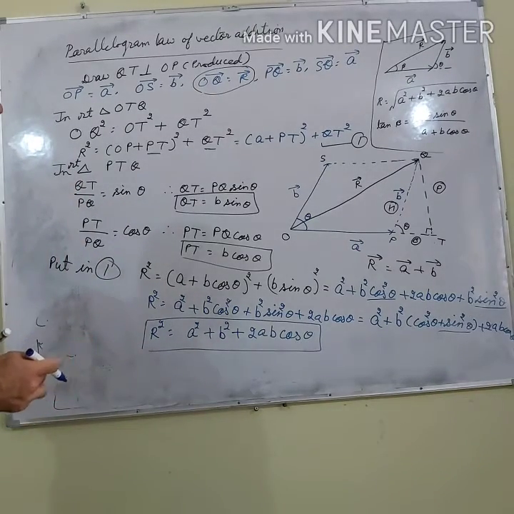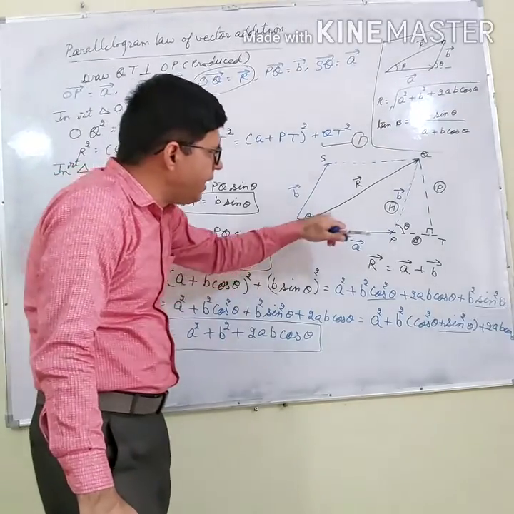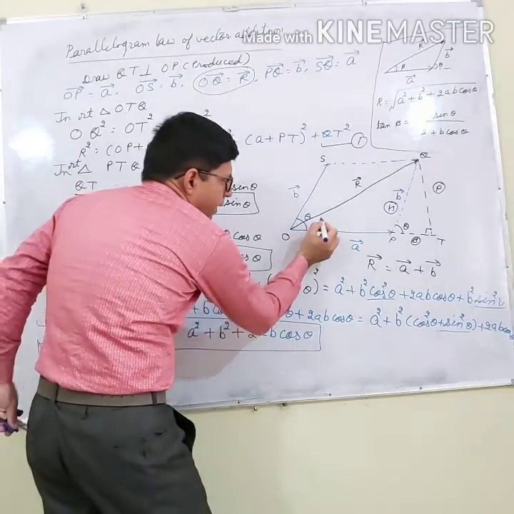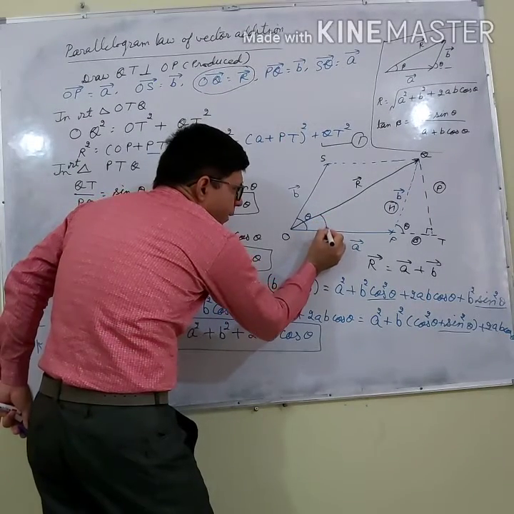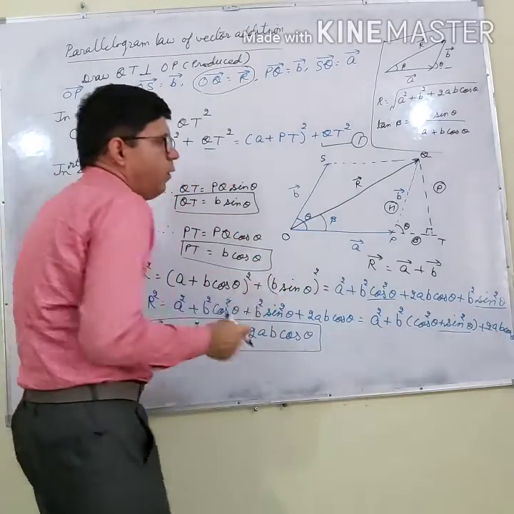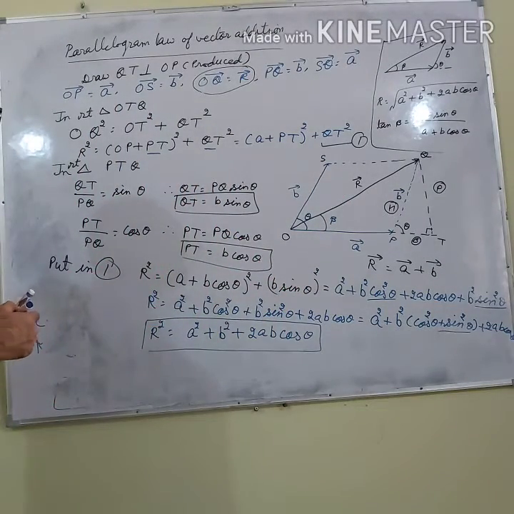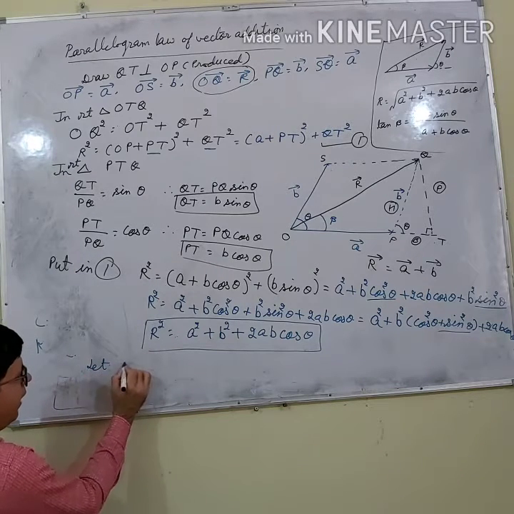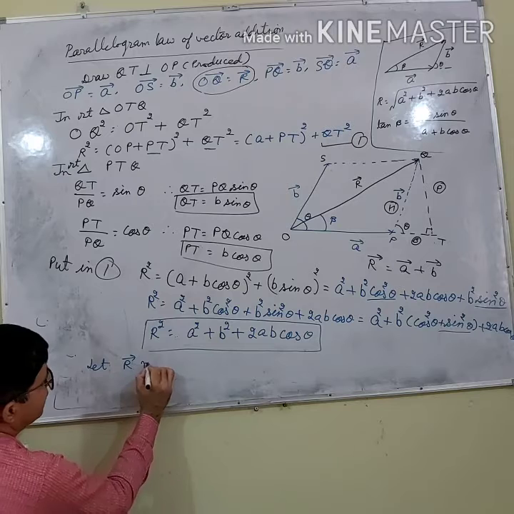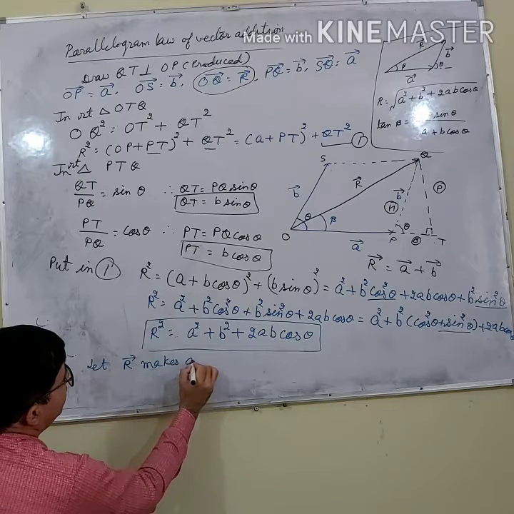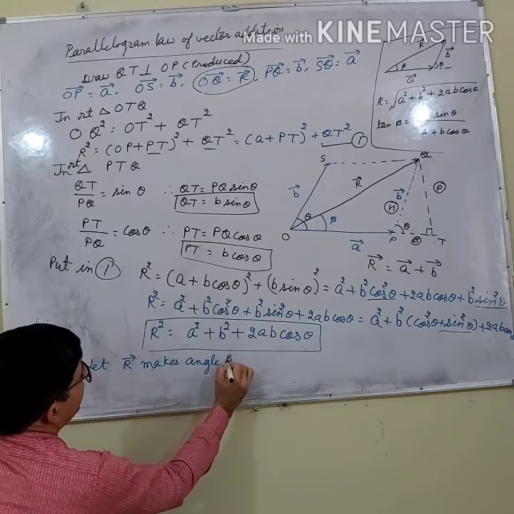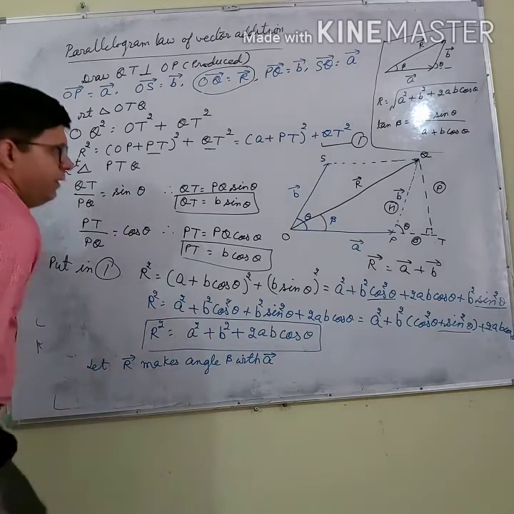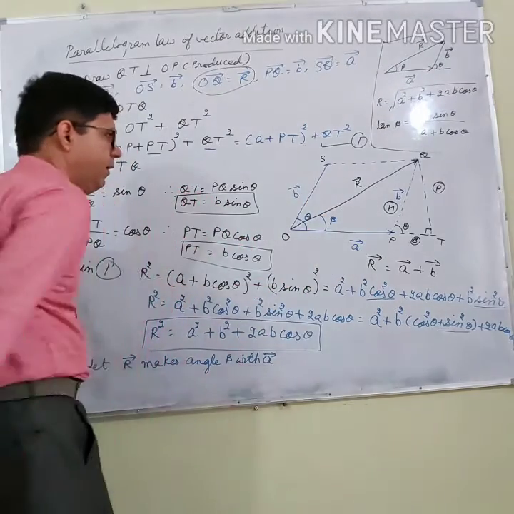Now, what is my target? What is the direction of this resultant? So let us say the resultant makes an angle beta with A. Let R make angle beta with vector A. That is, the angle between R and A is beta.